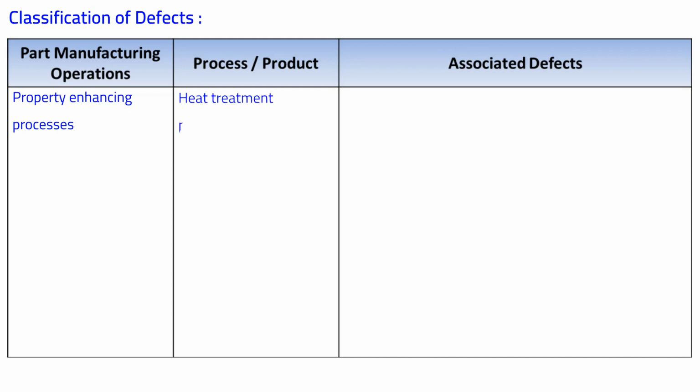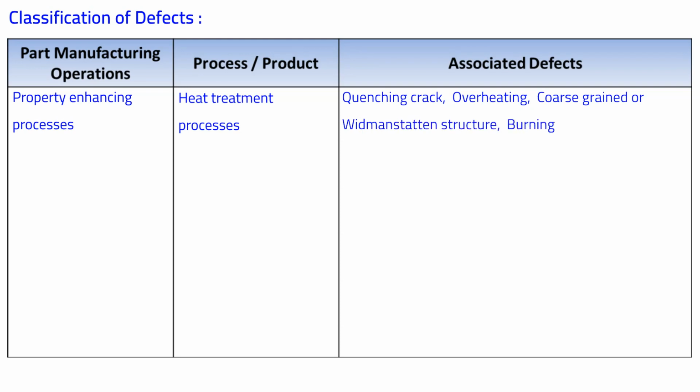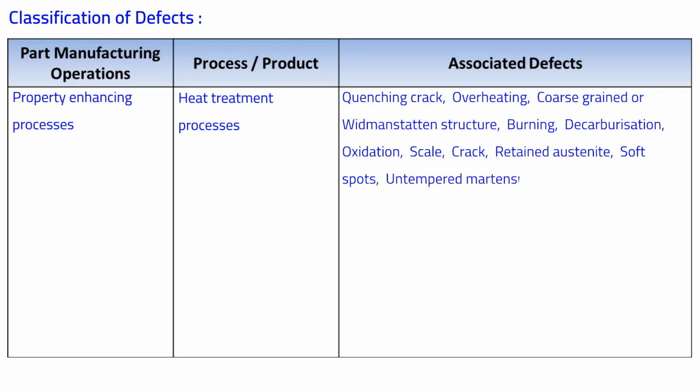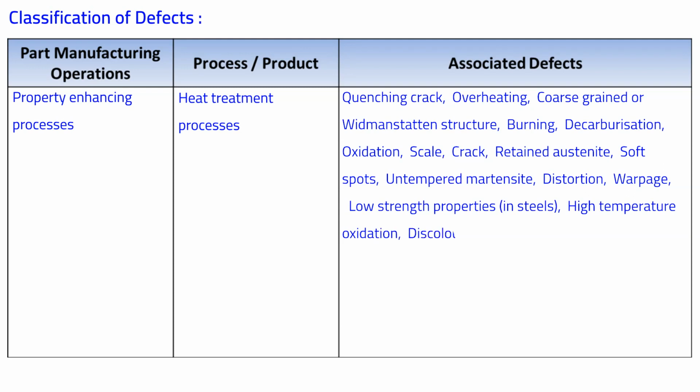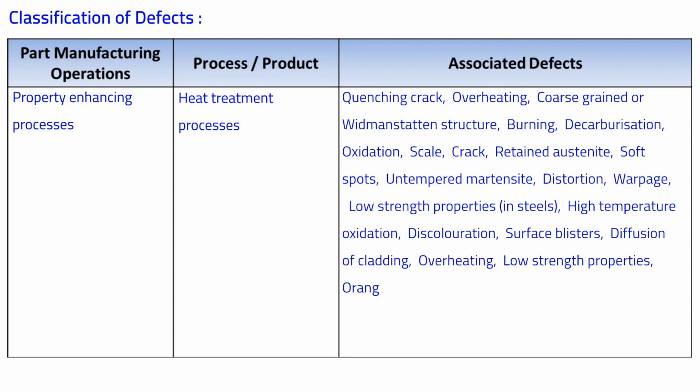Property enhancing processes basically include heat treatment processes. Defects associated with heat treatment processes are quenching crack, overheating, coarse-grained or Widmanstatten structure, burning, decarburization, oxidation, scale, crack, retained austenite, soft spots, untempered martensite, distortion, warpage, low strength properties in steels, high temperature oxidation, discoloration, surface blisters, diffusion of cladding, overheating, low strength properties, orange peel effect in aluminium alloys, etc.